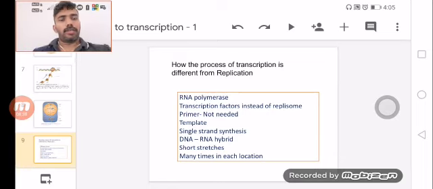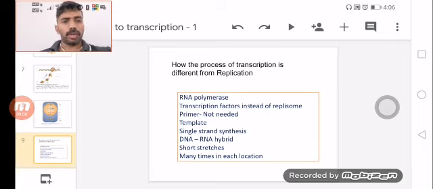The second comparison comes in the transcription factors or the proteins associated. In transcription, the proteins involved are called the transcription factors, whereas in replication it's called the replisome. And here comes the third factor, which is very important, that RNA polymerase does not require any primer molecule for the synthesis to begin. That's an important difference. And in terms of template, both require a template.